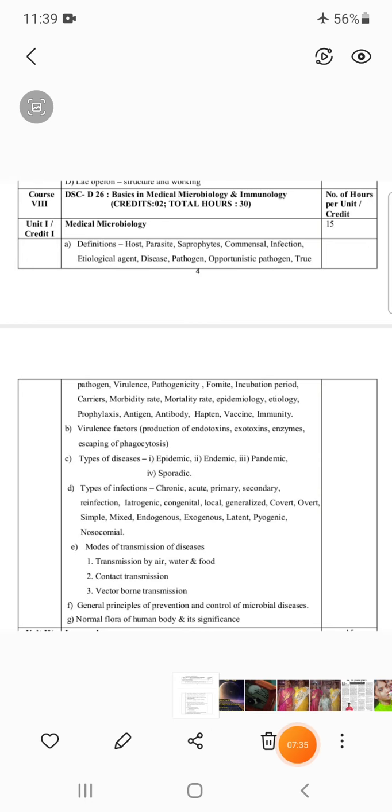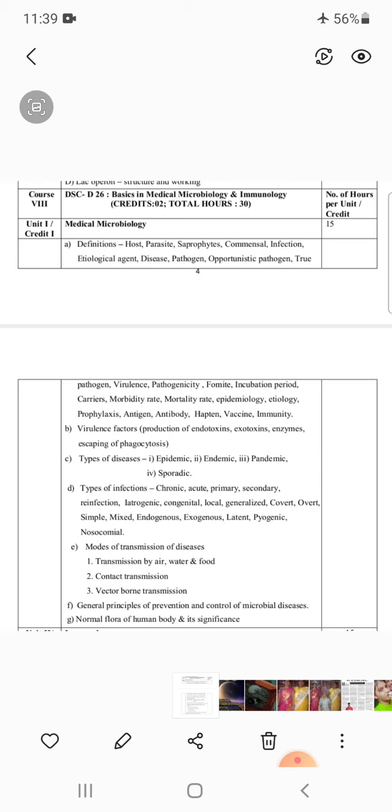Next one, prophylaxis, is nothing but a treatment which is given to prevent a disease. Treatment given to prevent a disease is known as prophylaxis. Next one, antigen. Antigens are nothing but substances that cause our immune system to produce antibodies. Means any foreign material which goes inside our body is an antigen.